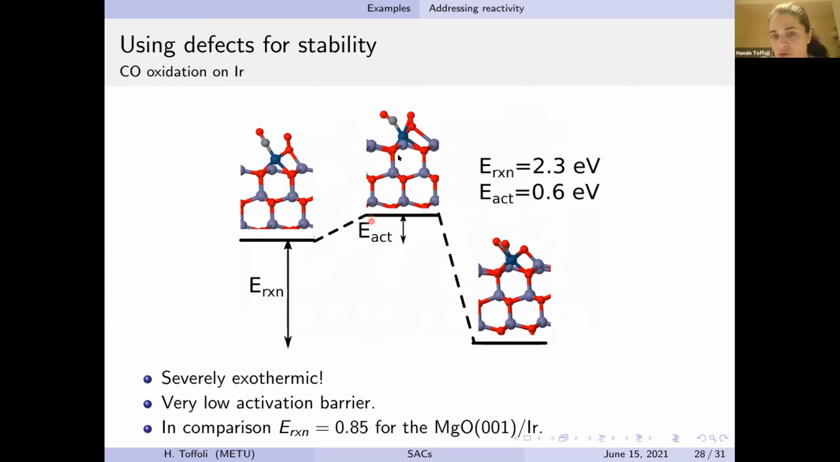This is quite low, so it's a really good catalyst. And the reaction energy was found to be 2.3. So this reaction on this surface is incredibly exothermic, so very likely to happen at low temperatures with a very, very low activation barrier. So this defective system works really well as a catalyst.